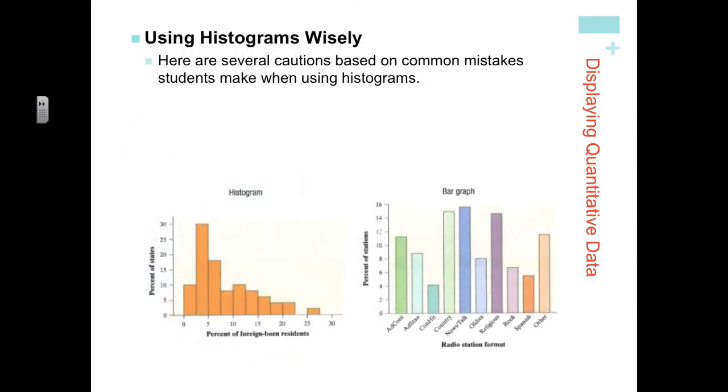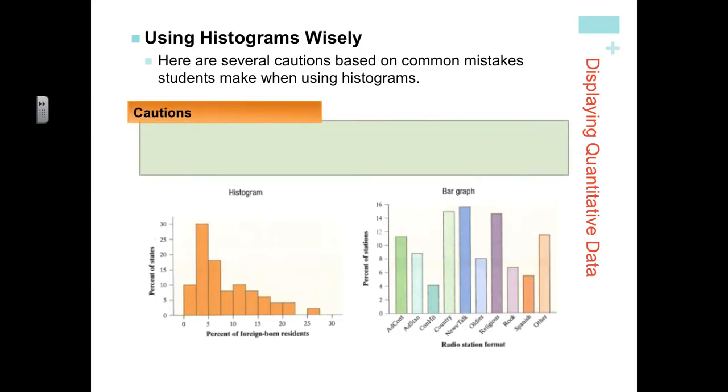I want to make sure that we use our histograms wisely, okay? So here's a few cautions to follow. The first caution would be, don't confuse histograms with bar graphs. Although histograms resemble bar graphs, their details and uses are very much different. The biggest thing is probably what they display. A histogram displays quantitative data, as opposed to a bar graph that displays categorical data.